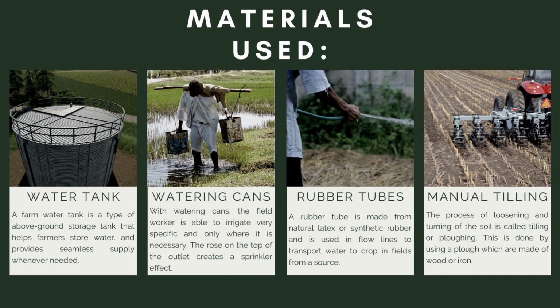Materials used in manual irrigation: Water tank. It is a storage tank that helps farmers store water and provide seamless supply whenever needed. Watering cans. These help the field workers to irrigate water where it is necessary. The holes on the top of the outlet create a sprinkler effect. Rubber tubes. A rubber tube is made from natural latex or synthetic rubber and is used in flow lines to transport water to crops in fields from a source. Manual tilling. The process of loosening and turning of the soil is called tilling or ploughing. This is done by using a plough which is made of wood or iron.